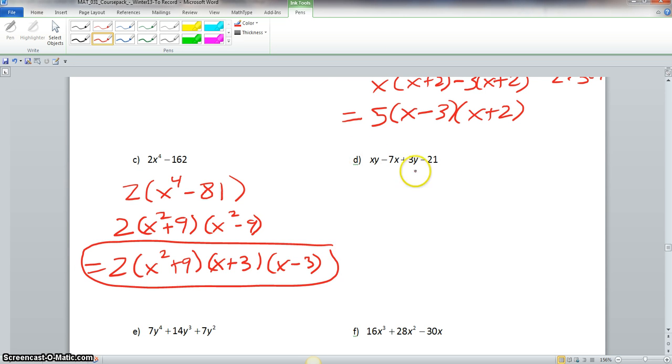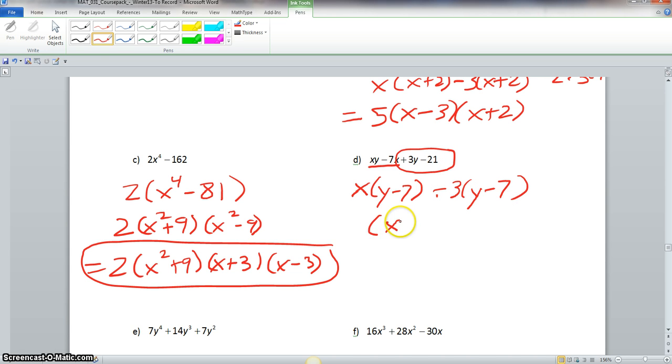Okay, now we come to D. We have 4 terms here. We could do our grouping. We could factor out an x here, and we'll be left with y minus 7. Now we group these last 2 terms here. The only thing they have in common is a positive 3. And we will have y minus 7. Now in one parenthesis, we will have x plus 3. And in the other parenthesis, we'll have y minus 7. And we're done.